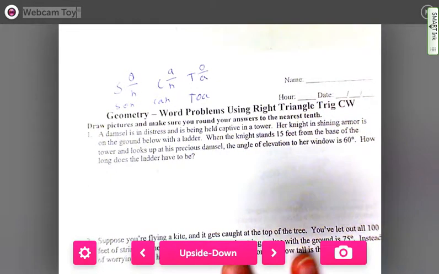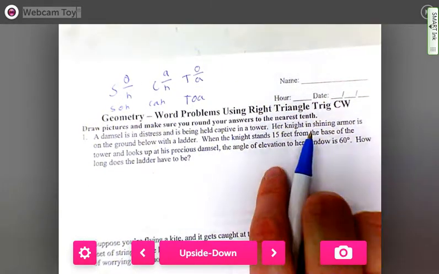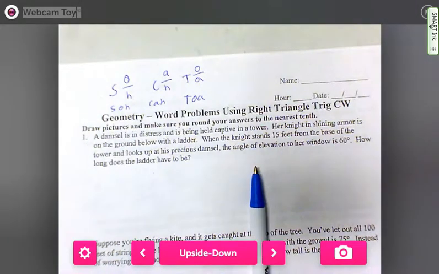With word problems, I am going to strongly suggest you read them first before you draw anything. Then you read it a second time to draw your picture. Okay? Then go through it. All right? So let's read it.